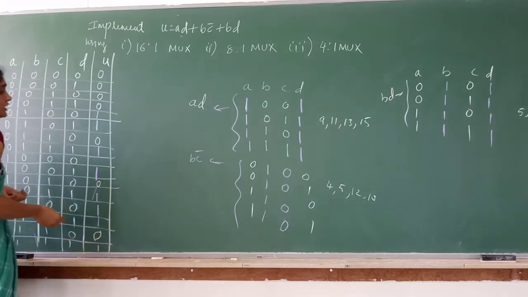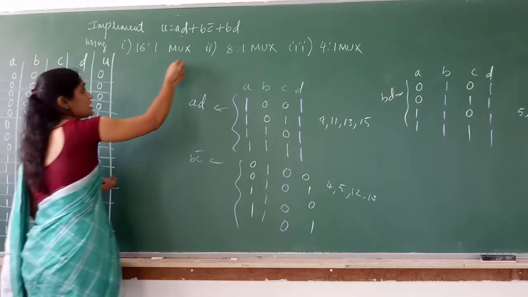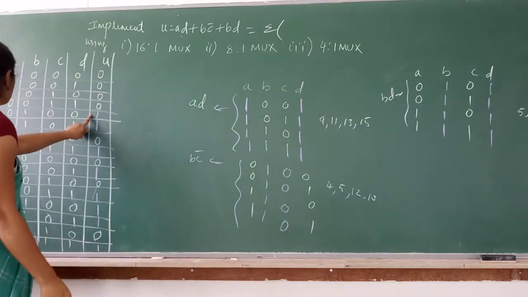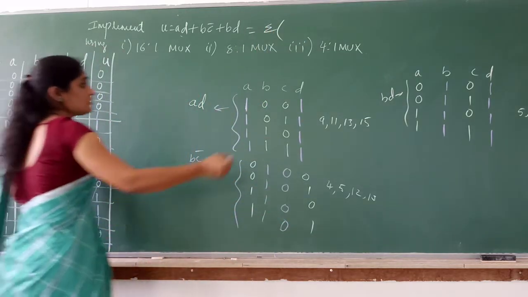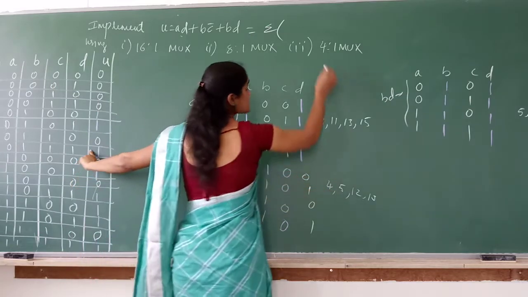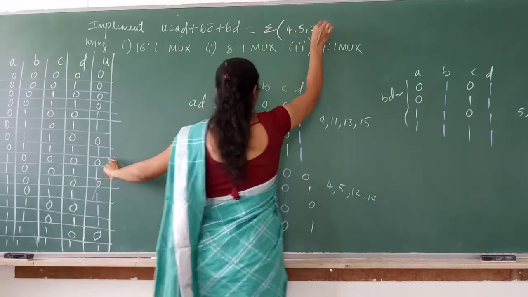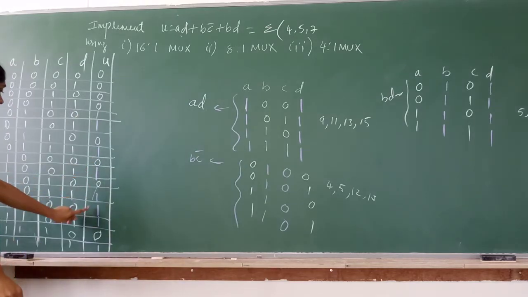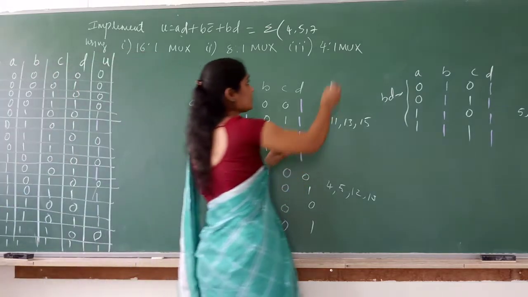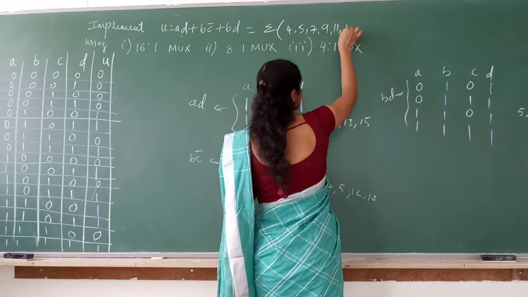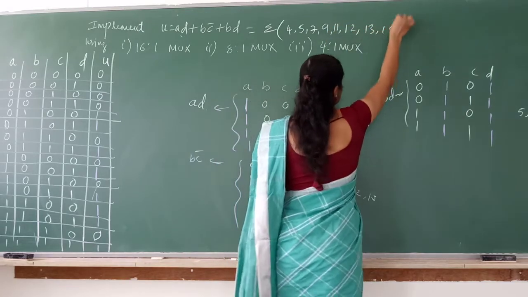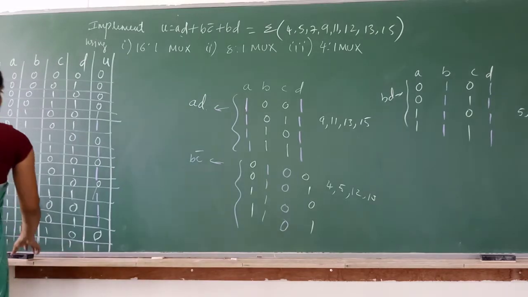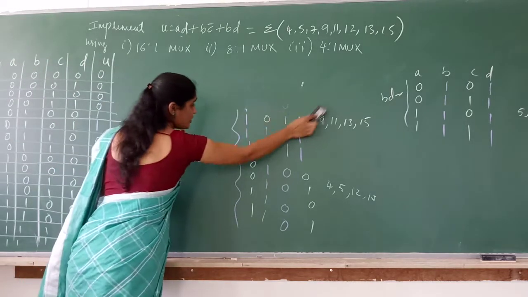Okay. So what are the min terms for this function? Min terms are summation 4, 5, 7, 9, 11, 12, 13, 15. So these are the min terms for the given function. Correct? So now we have the min terms. Truth table also we have written.